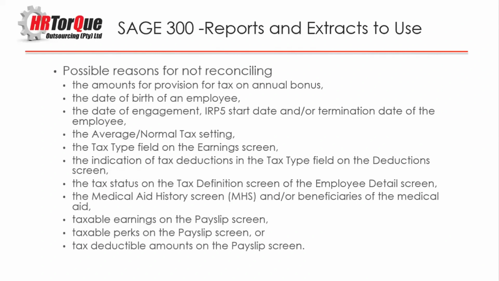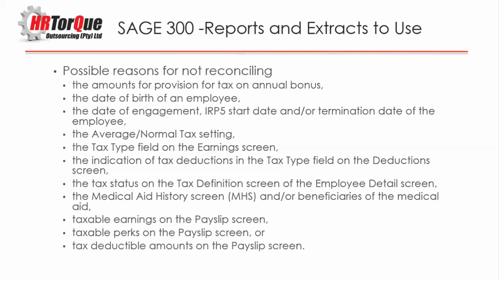Okay, we've been through these quite extensively during the course of this presentation. But in essence, the potential reasons for differences are: there's a provision for bonus tax that is not correct, so that's something you would need to check, and it's available for you to check. The date of birth of an employee: potentially something's been captured incorrectly and the person is either receiving or not receiving the additional tax benefit of being over 65 or in the next bracket. Engagement date or the IRP5 start date are not where they should be, and/or the termination date of the employee is not what it should be. In other words, the tax period is incorrect.